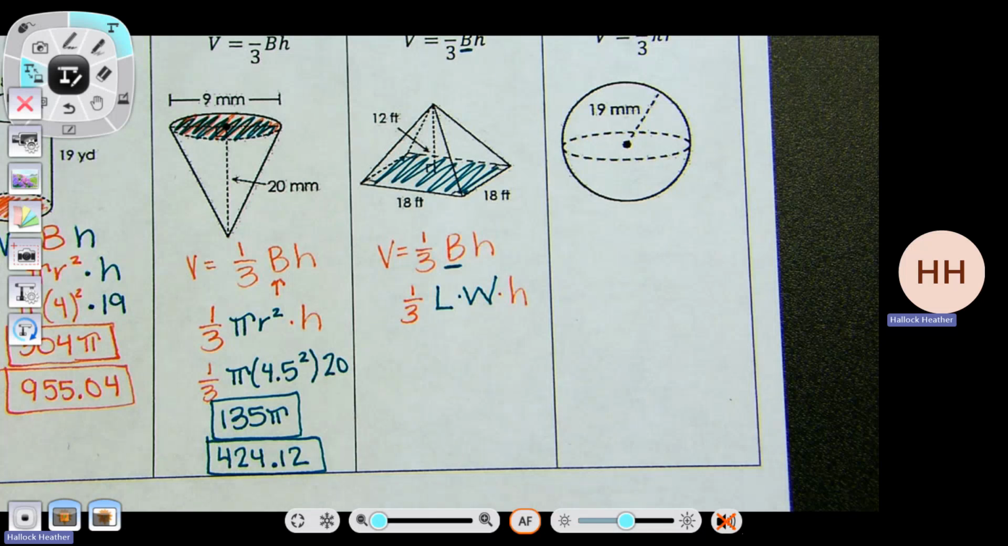So we're doing length times width, which is the base, and then we're gonna multiply by the height of the actual pyramid in the end.